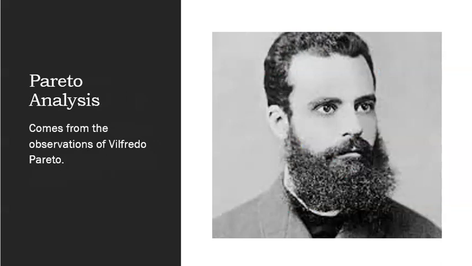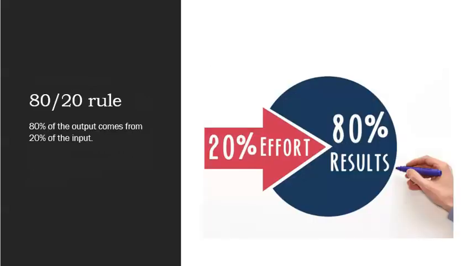Pareto Analysis, Pareto Principle, Pareto Chart are all named after the Italian economist Vilfredo Pareto, who did a study in 1906 that showed that 80% of the land in Italy was owned by 20% of the population. I wonder if that pissed him off, or maybe he owned some land himself. The Pareto Principle is also called the 80-20 rule.